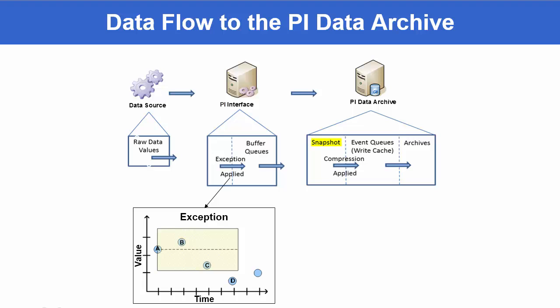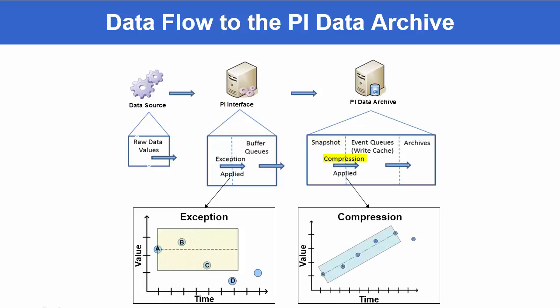Then, once the data arrives at the PyData archive snapshot subsystem, which enables you to query the so-called current values, a process called compression is applied before the data is archived. In this process, only the slope of the line is taken into consideration, where a similar deadband is applied to the data. In this example, only points A, E, and F would be stored in the archive.